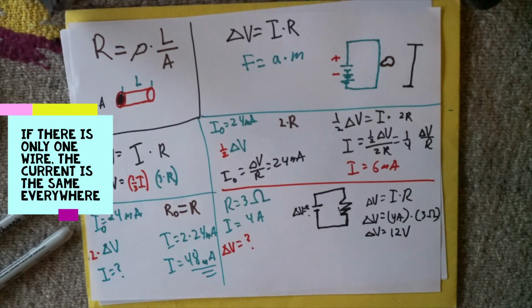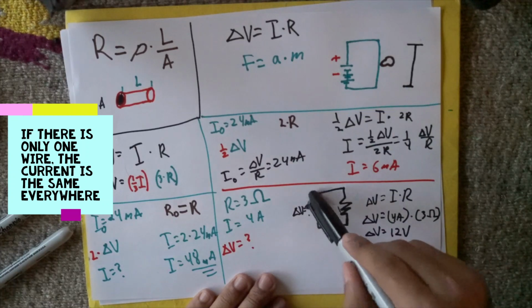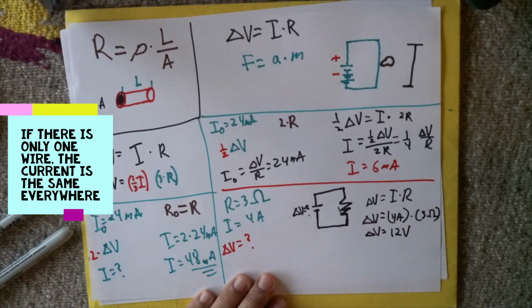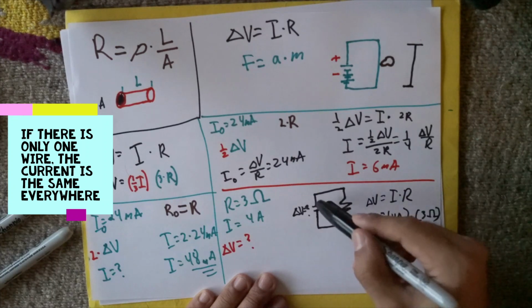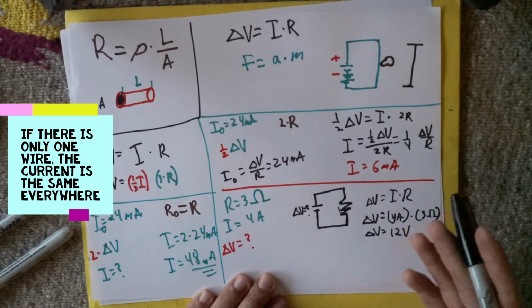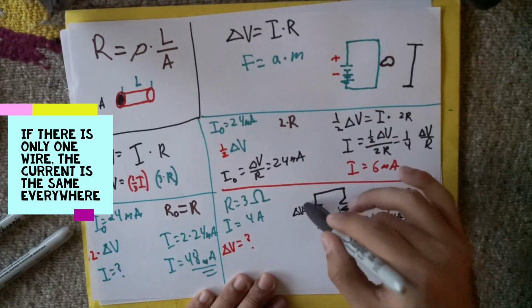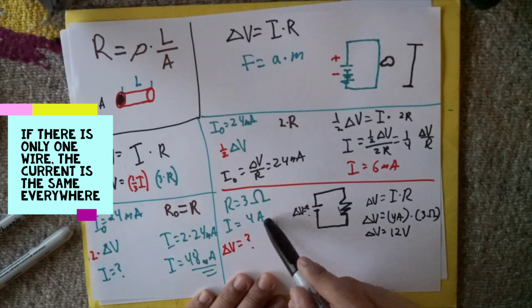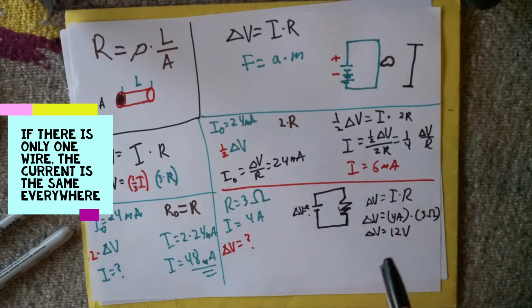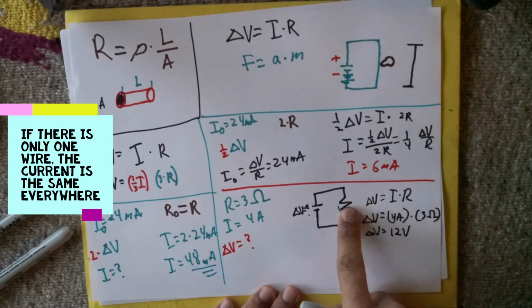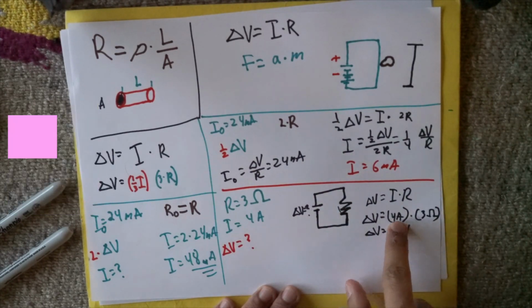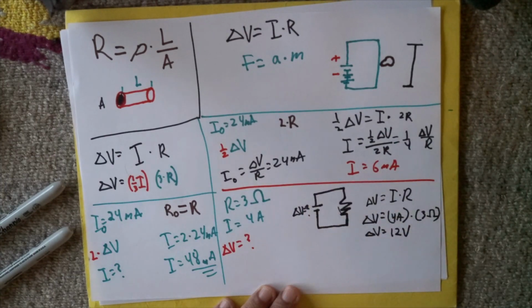Something else to take note of: if I only have one wire right here, imagine one road with many cars flowing on it. However many cars are on here are going to have to end up here. There's only one way to go, so the current is going to be the same everywhere. If I refer to the current through this resistor as 4 amps, then the current right after the battery will be the same, 4 amps, and the current right after the resistor will be 4 amps as well. Those are very important things to remember.